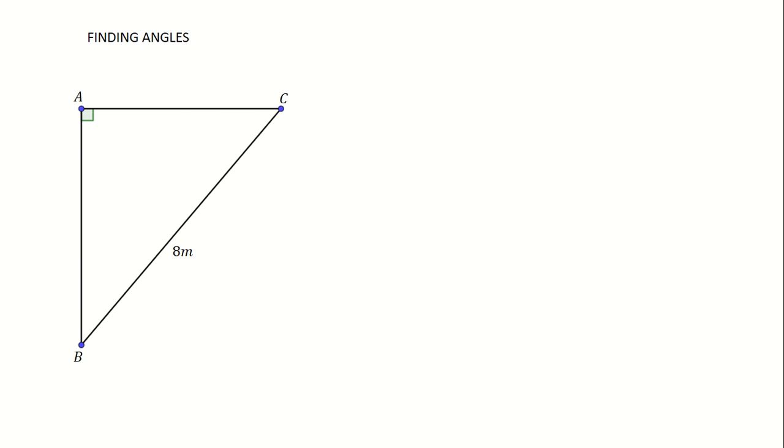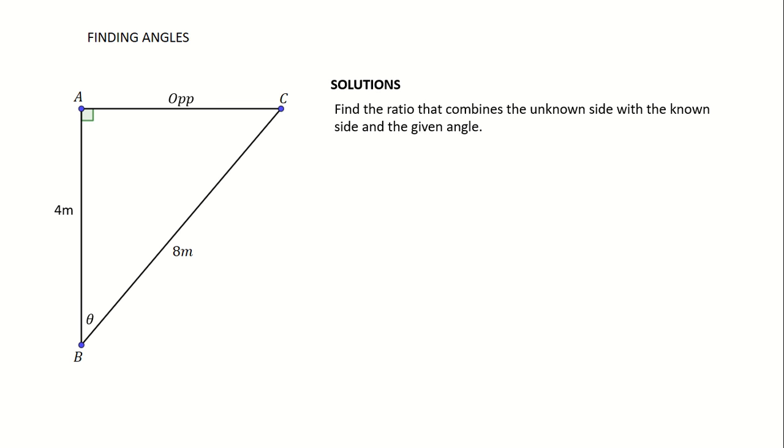Okay, now for instance, here I am given the hypotenuse, I have theta, I'm also given the adjacent, a side adjacent to theta, but I don't have opposite. So which ratio has adjacent and which ratio has hypotenuse in it? It is cos. So I will simply say cos of theta is equal to adjacent over hypotenuse.